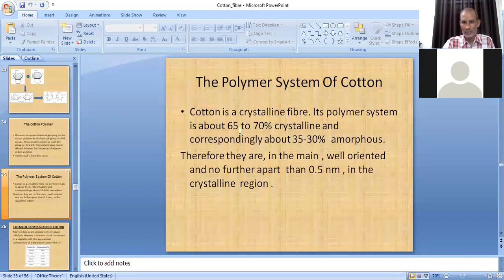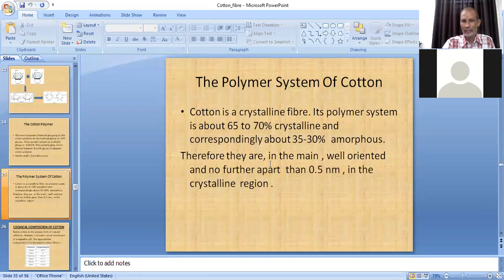Its polymer system is about 65 to 70% crystalline, and correspondingly about 35 to 30% amorphous. If it is 65% crystalline, 35% amorphous. If it is 70% crystalline, then 30% amorphous. That is the meaning of correspondingly. So because the crystalline regions are between 65 to 70%, more crystalline regions are there. So this can be termed a crystalline fiber.